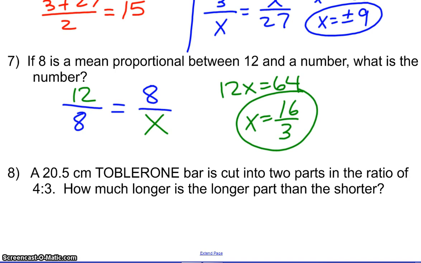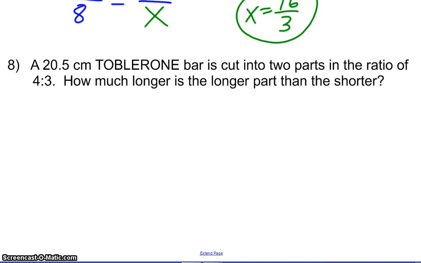In the last example, it's very important that we read and understand what the question is actually asking. The 20.5 centimeter Toblerone bar is cut into two parts in a ratio of 4 to 3. How much longer is the longer part than the shorter part? Well, first off, we have to take the bar, which is 20.5 centimeters long, and cut it up into two parts. And they're in a ratio of 4 to 3. So we'll divide it up into two parts, 4x and 3x.